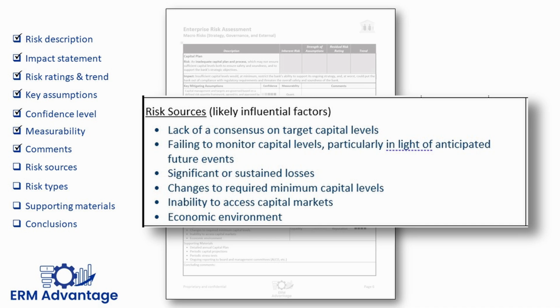In this case, factors that could undermine the assumptions associated with this risk might include a lack of a consensus on target capital levels, failing to monitor capital levels, significant or sustained losses, changes to required minimum capital levels, inability to access capital markets, a significant economic downturn. Again, the best way to think about risk sources is to be willing to honestly consider in what way could we be wrong, or could have things dramatically change that would now make one or more of our assumptions suspect.